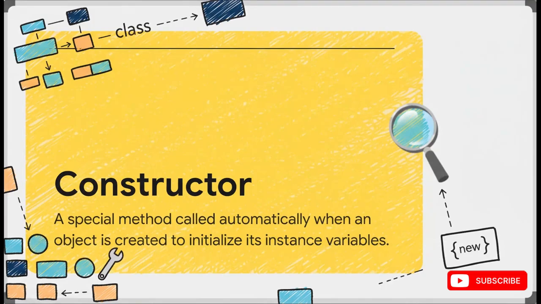Okay, so what is a constructor really? Well, you can think of it as a special kind of method. Its one and only job is to get a brand new object ready for action. It initializes the object state, which is just a fancy way of saying it gives starting values to all its variables. It's kind of like the setup crew for a concert. They get everything plugged in and ready before the band comes on stage.